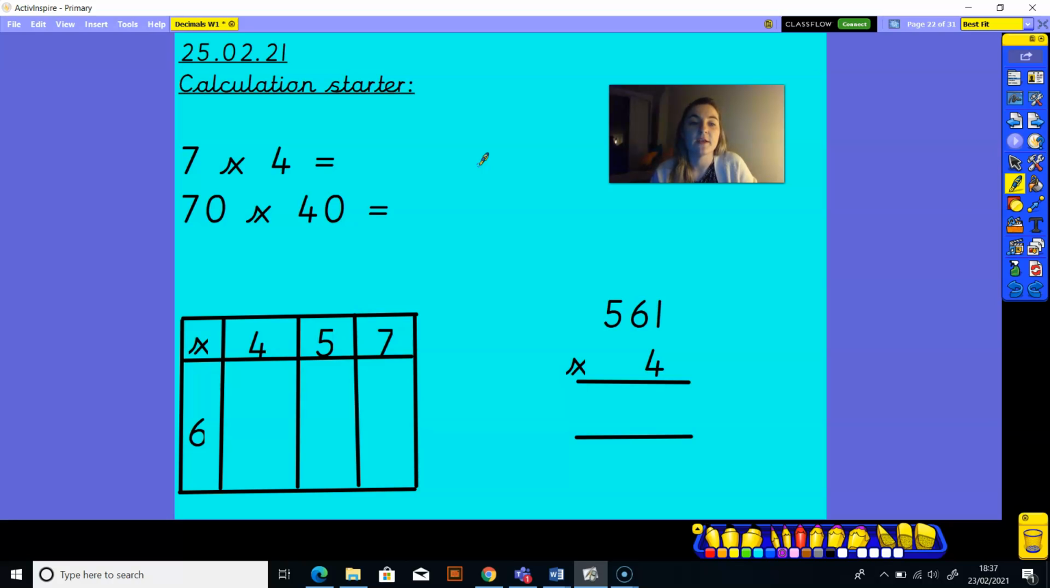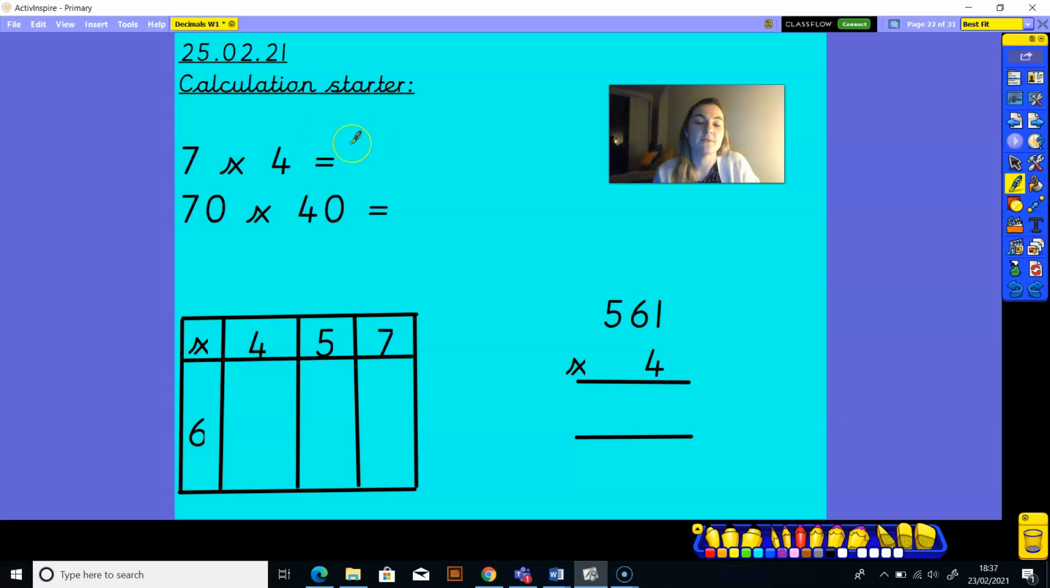Today we're going to be looking at decimals again, but we're going to be looking at hundredths this time. So I thought we would start off with a little multiplication calculation starter just to get us going. If you want to pause the video now and have a go, if not, you can work through with me. So pause the video now, and welcome back if you have paused the video. Otherwise, let's work through this together.